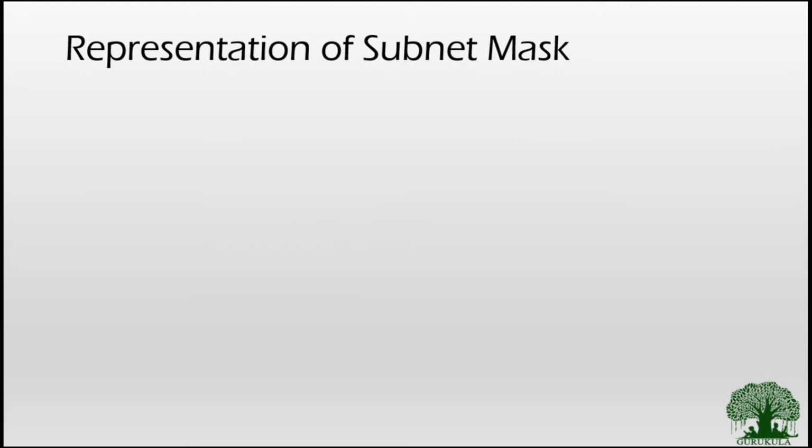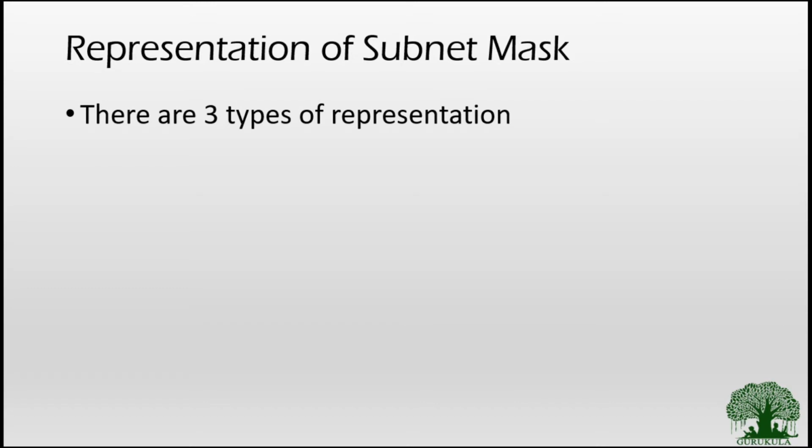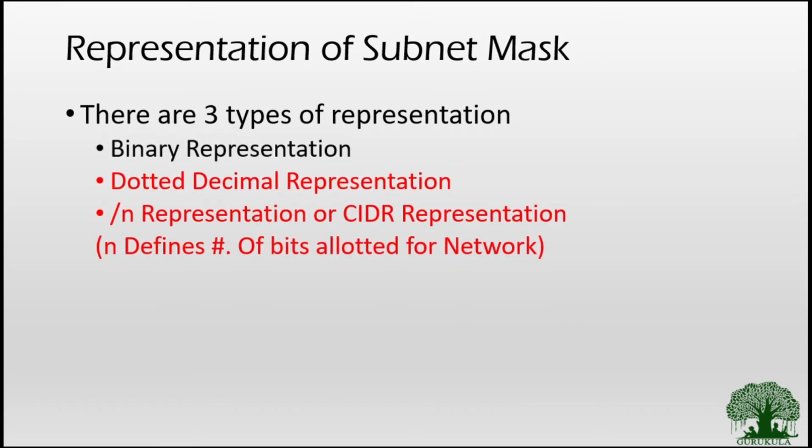And then there are multiple ways of representing the subnet mask. So how do we represent the subnet mask? There are three types of representation. The first type is binary representation, what we have seen in the previous slide, and then the next one is dotted decimal representation, which is also seen in the previous slide.